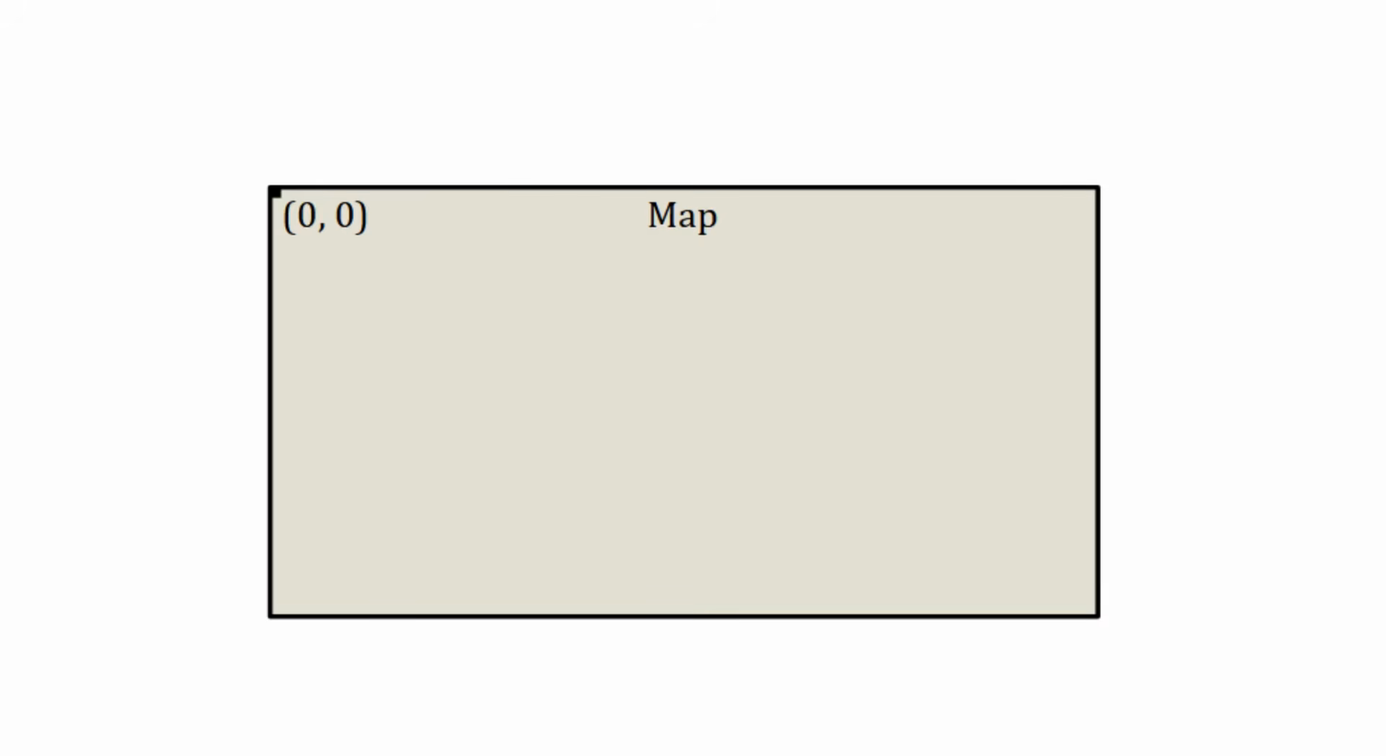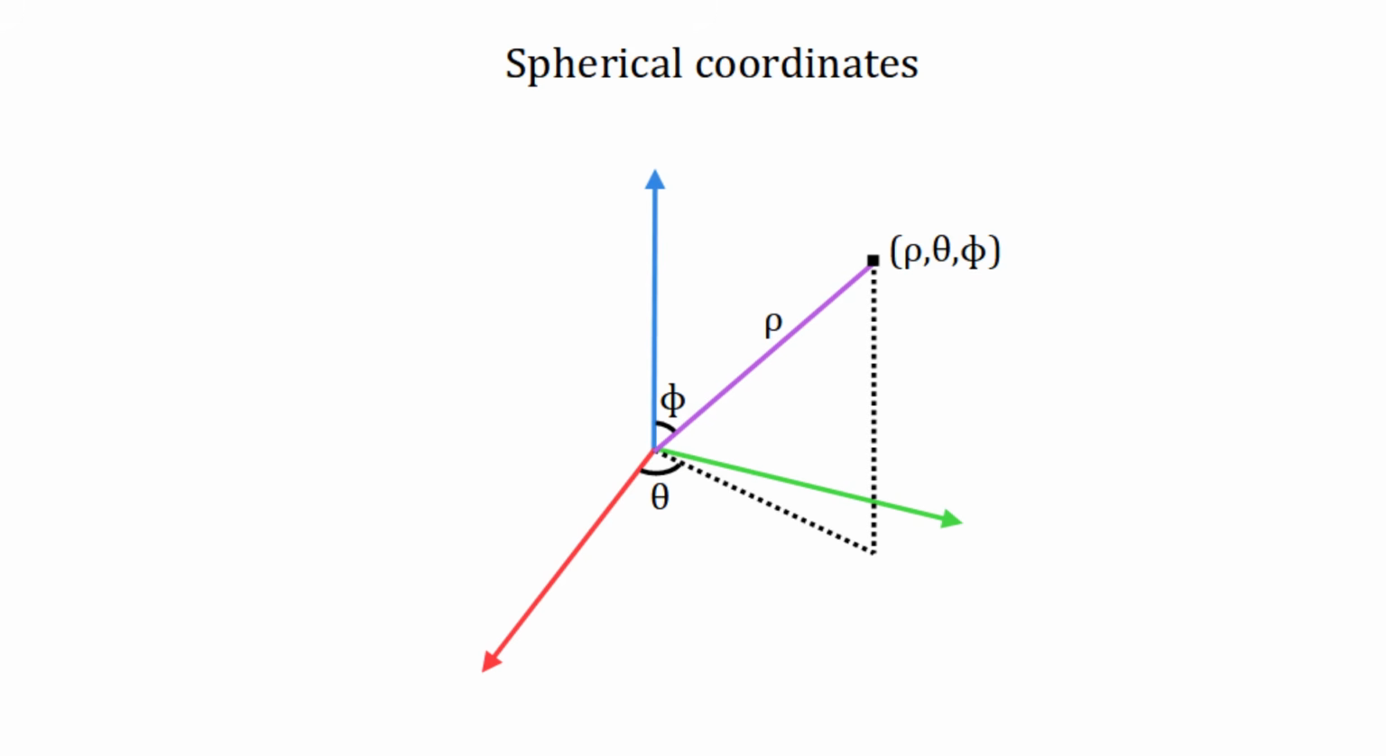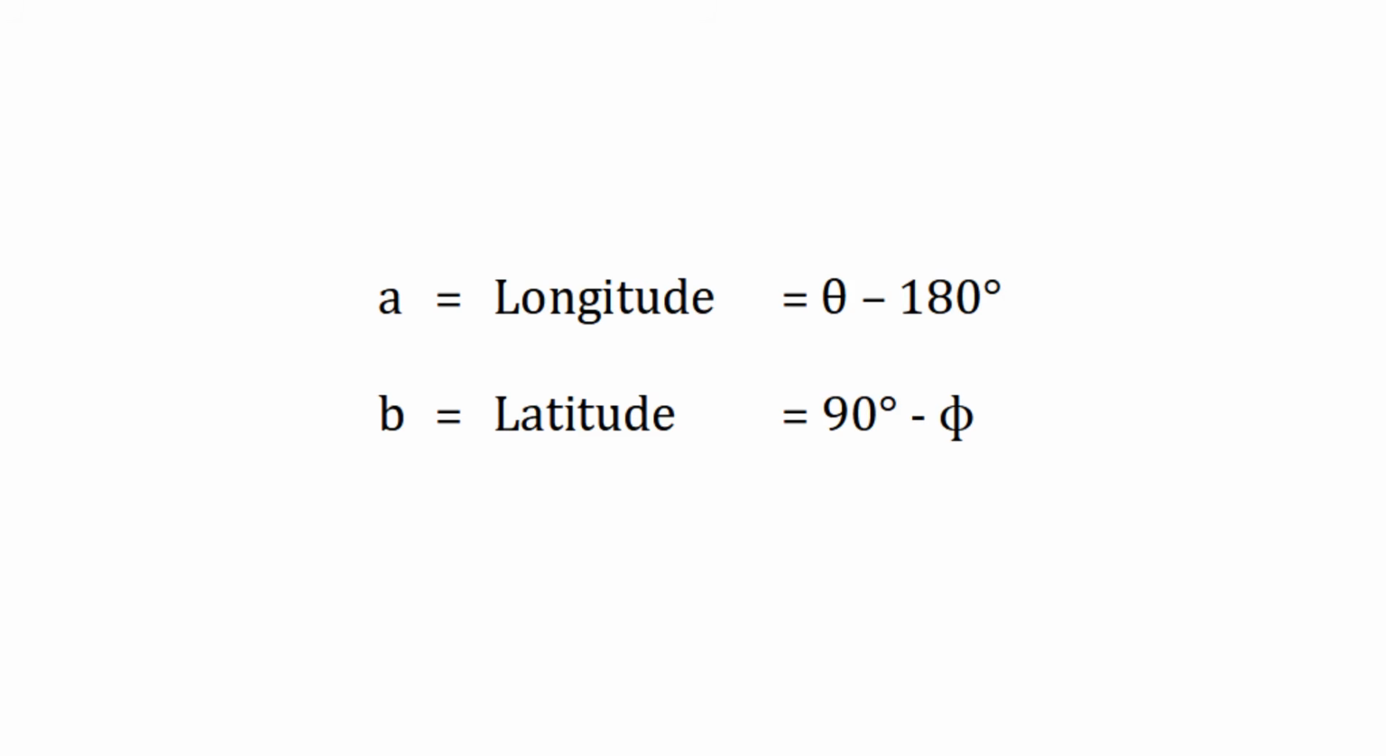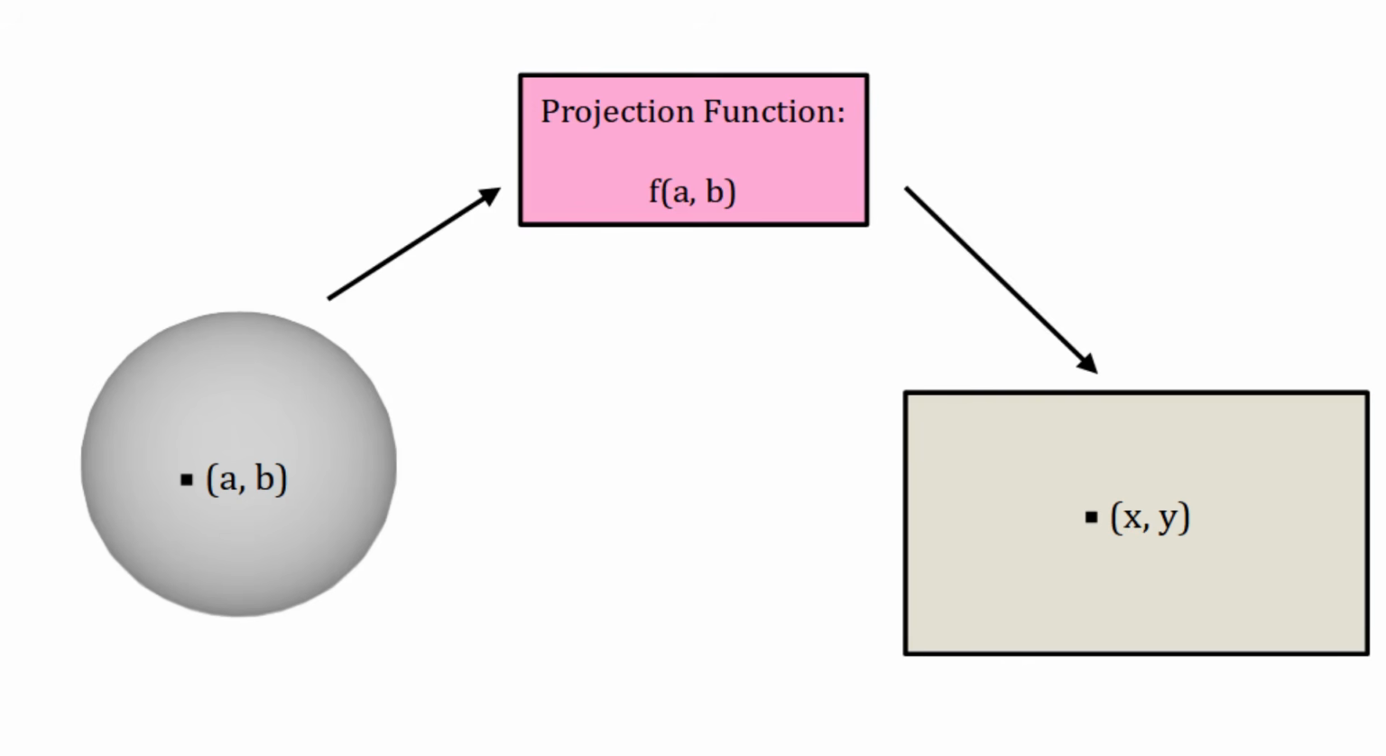corner, and this is really important when it comes to trig functions. Also, for whatever reason, physicists switch the names of phi and theta. To avoid all that confusion, I'll just use A for longitude and B for latitude. So to determine where a point will end up on the map, based on its longitude and latitude, you just have to put it through a projection function.